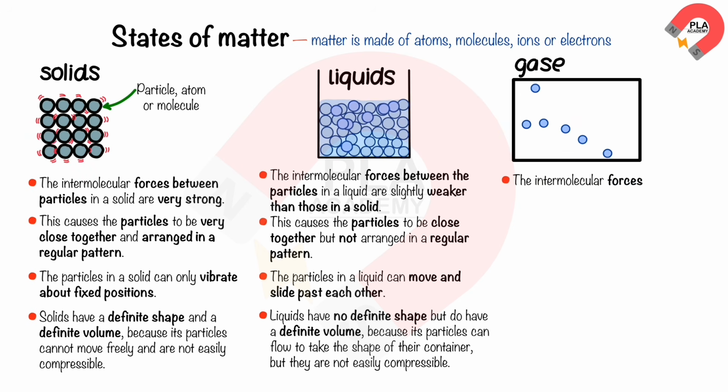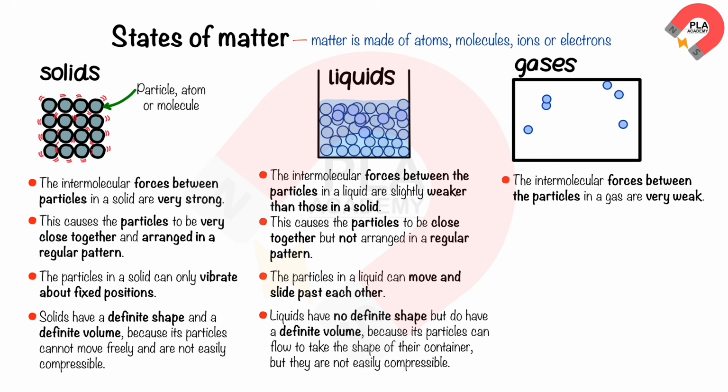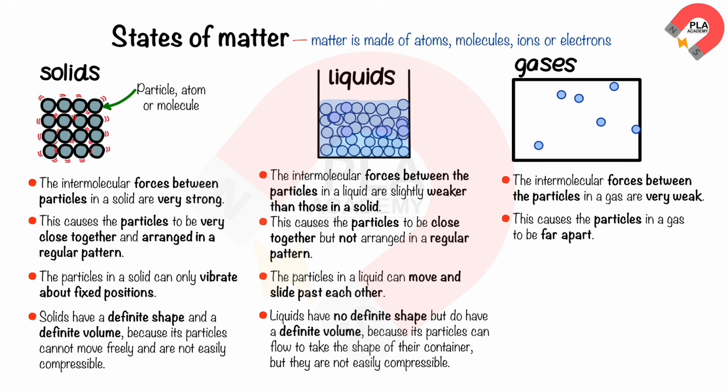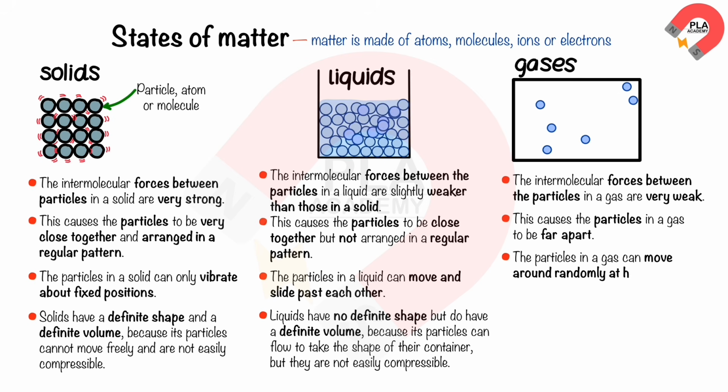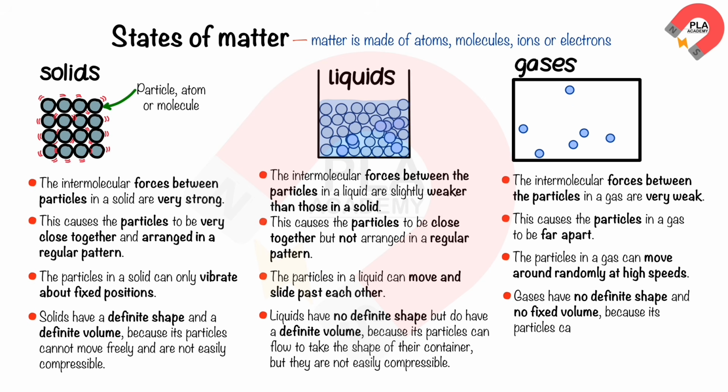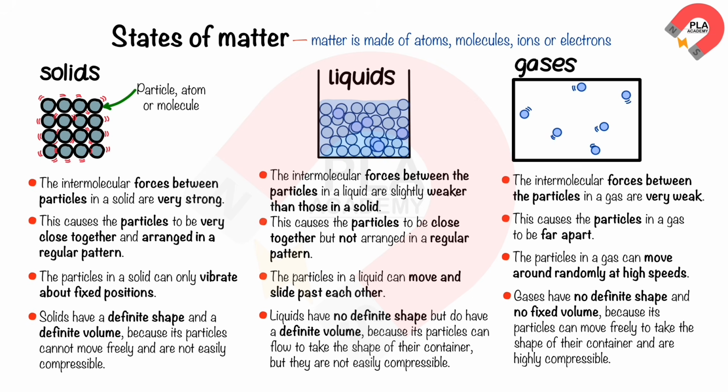Gases. The intermolecular forces between the particles in a gas are very weak. This causes the particles in a gas to be far apart. The particles in a gas can move around randomly at high speeds. Gases have no definite shape and no fixed volume, because its particles can move freely to take the shape of their container and are highly compressible.